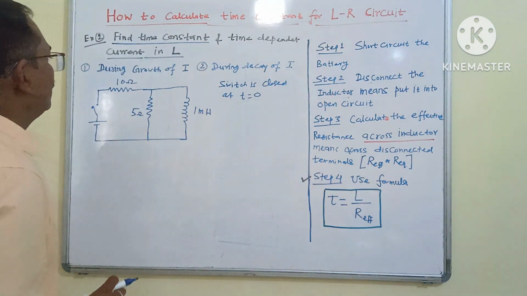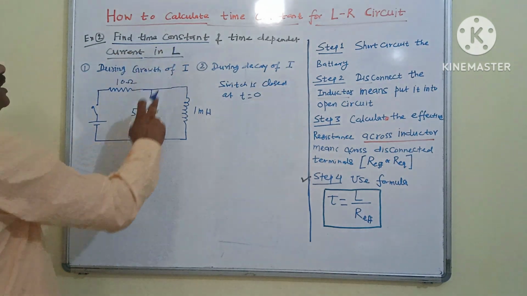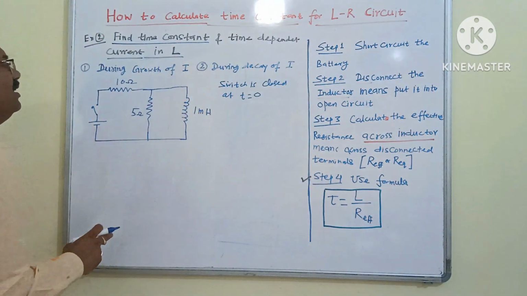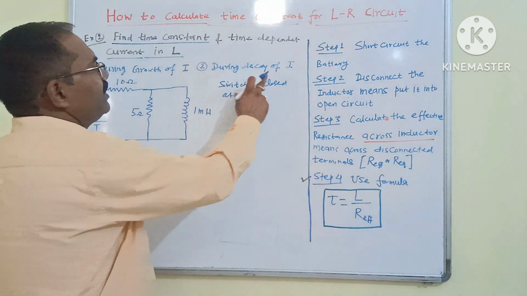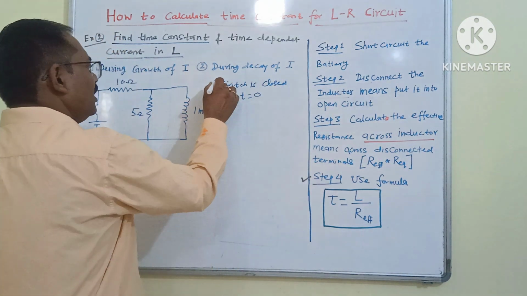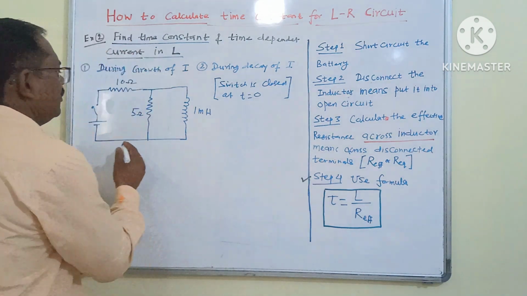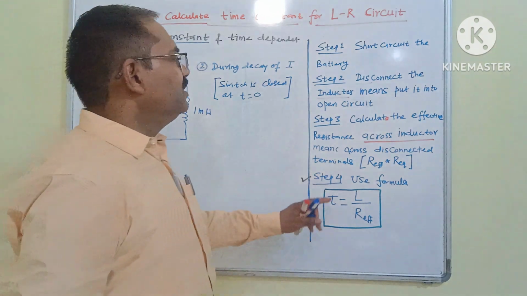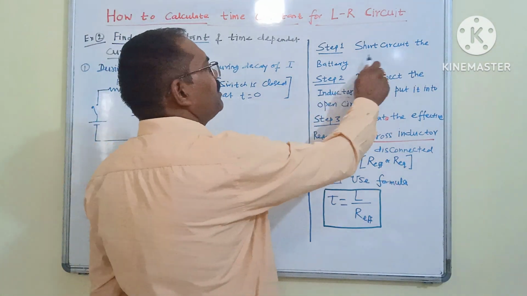Now one more question is also here, wherein we have to calculate the time constant, and further we have to calculate the time dependent current in L in both conditions, during growth of current and during decay of current, and it is given that the switch is closed at t equals 0. So first we have to calculate the time constant. We will follow the same procedure that we followed in the earlier question. Means we will repeat it.